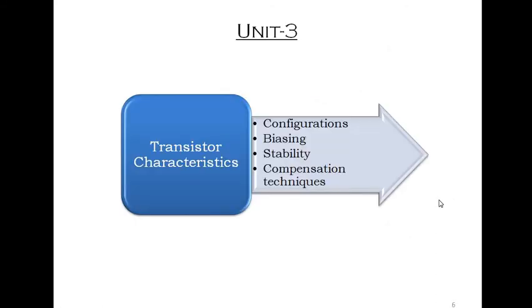And coming to the third unit, it is all about the BJT: what a transistor actually is and how a transistor amplifies current, what configurations are available with transistor biasing, how to measure the stability of that biasing, and what the compensation techniques are to stabilize the circuits. This is all about the third unit.